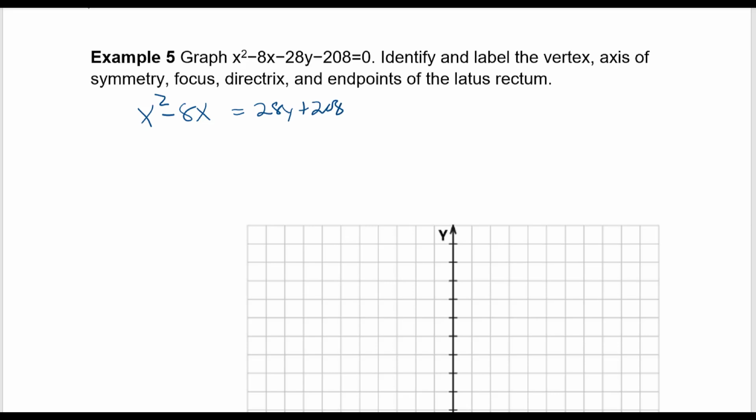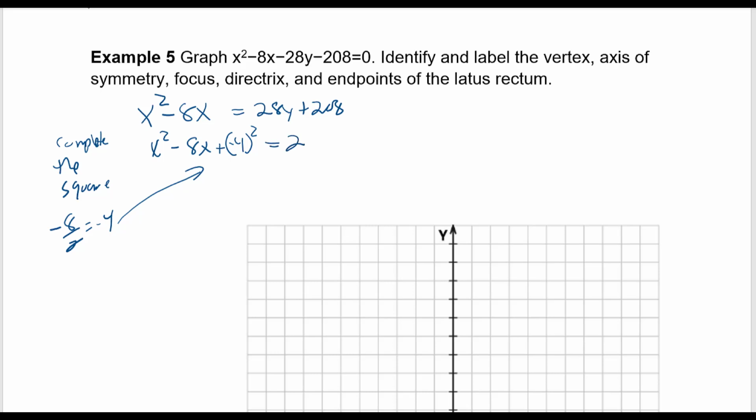Now I want to complete the square. We have x squared minus 8x plus -4 squared. So I did -8 divided by 2 is -4. That's what I did here. And so I'm adding that there. I have to add it to the other side as well. Plus 208 plus -4 squared, which is of course 16.